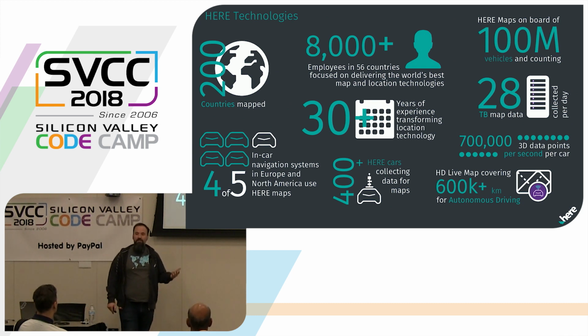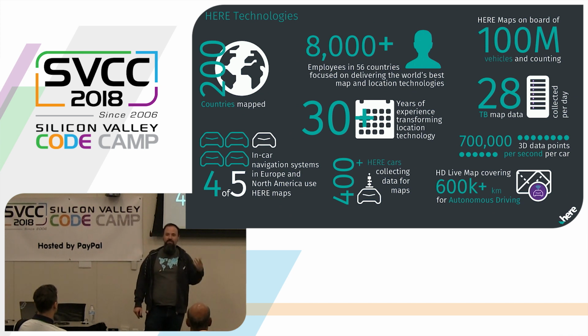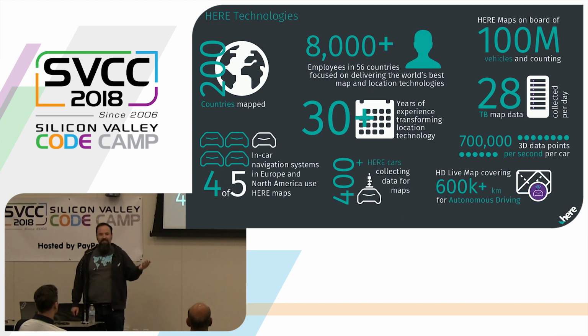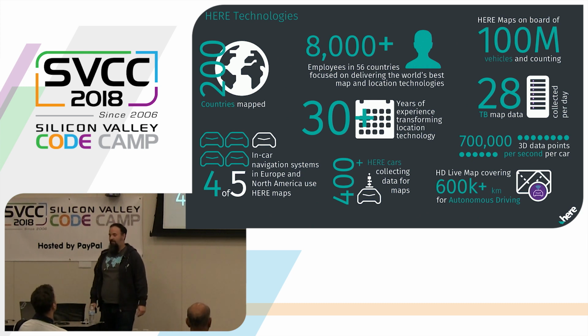We do have a fleet of cars. That is one of many ways in which we acquire data ourselves. It is our maps, it is our data that we provide through services. And so obviously getting 3D point cloud data, 700,000 different data points per car per second. That is a lot of data, a lot of churn in terms of how maps are made.